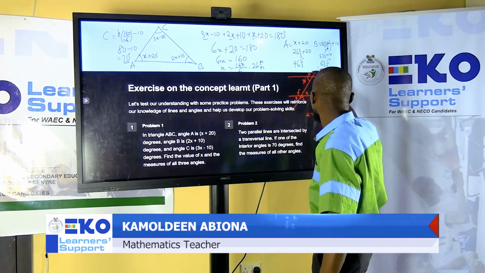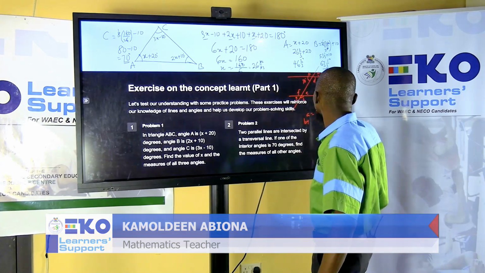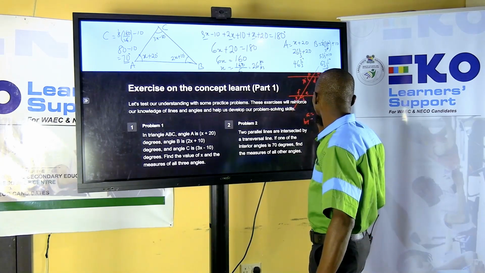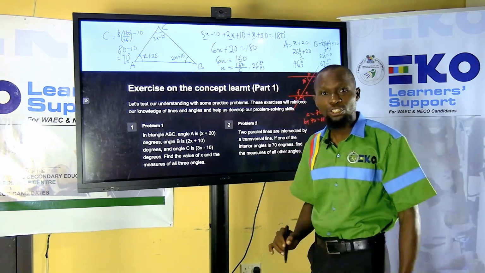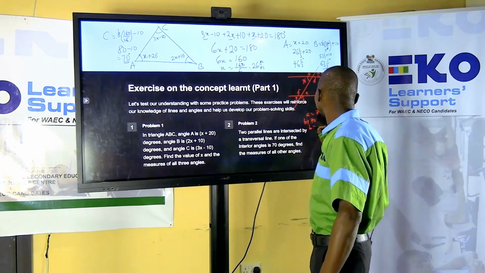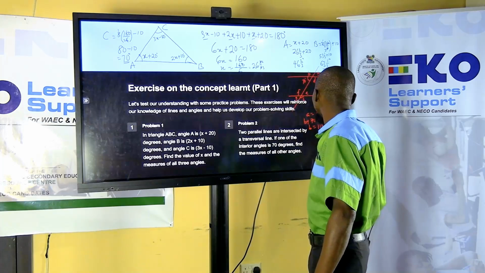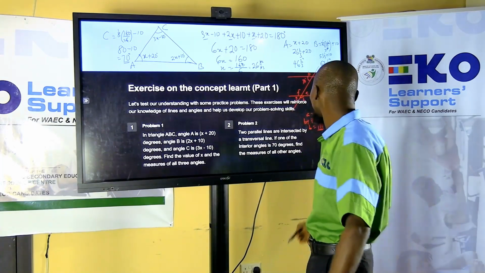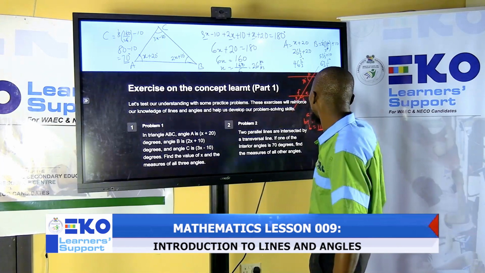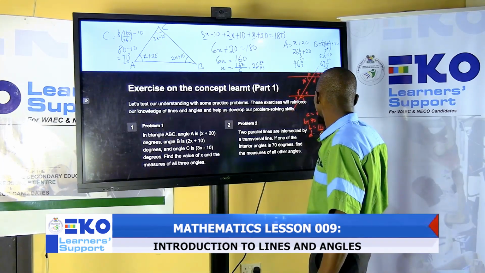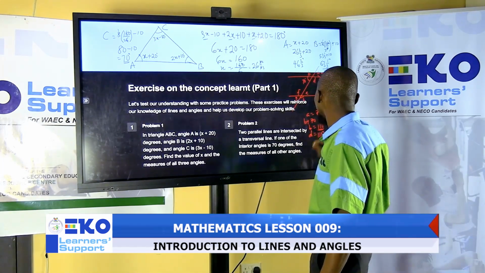So, in that case, B plus 70 will give us what? 180 degrees. Sum of angles on a straight line. And B will be equal to 110 degrees. B equals 110 degrees. And D is also vertically opposite, so D is also 110 degrees.